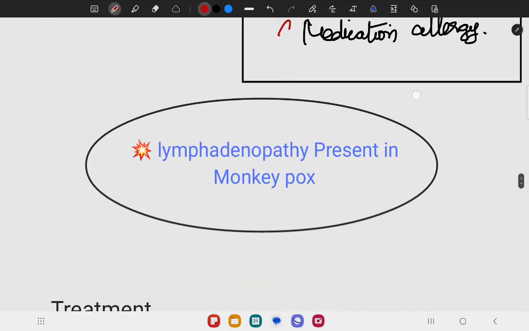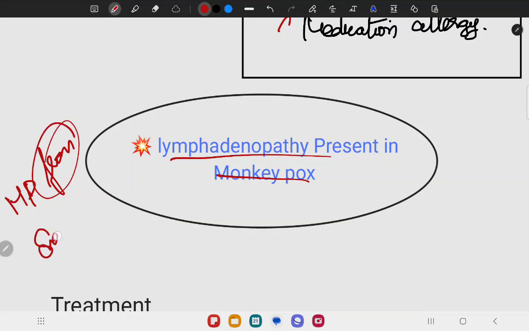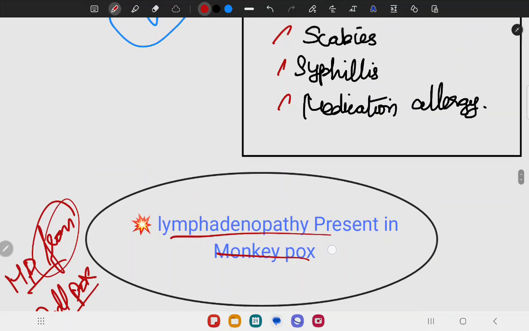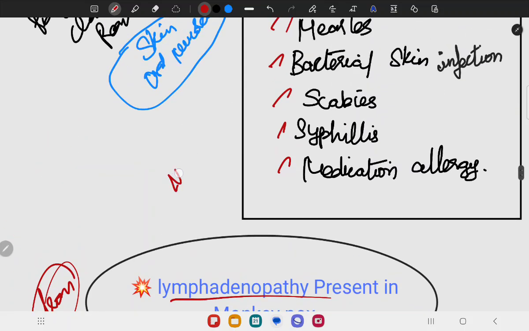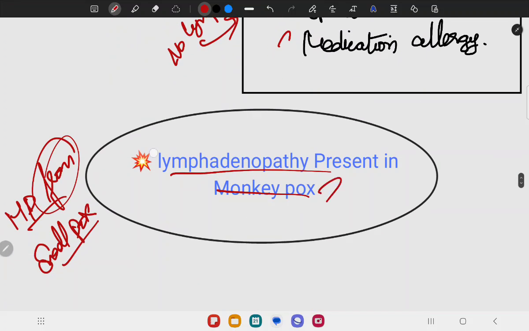Then lymphadenopathy is present in the monkeypox virus. This is very important, because this is how we can differentiate monkeypox from smallpox or chickenpox. In all those other lesions there will be no lymphadenopathy, but in monkeypox there will be lymphadenopathy present in the body. So by this we can differentiate the disease.